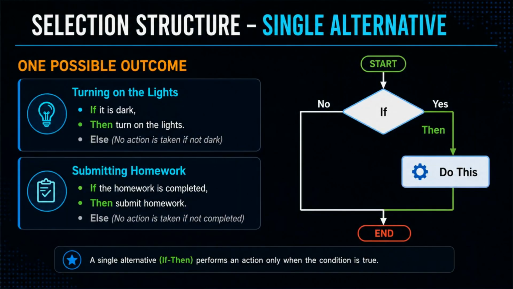Single alternative selection has only one possible outcome, an if-then with no else, so nothing happens if the condition is false. If it's dark, turn on the lights, otherwise no action is taken. If the homework is completed, submit it, otherwise nothing happens. The false case simply does nothing at all.